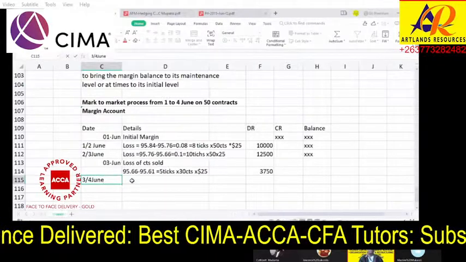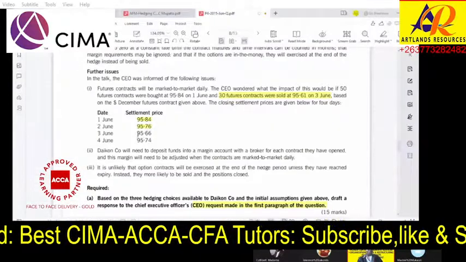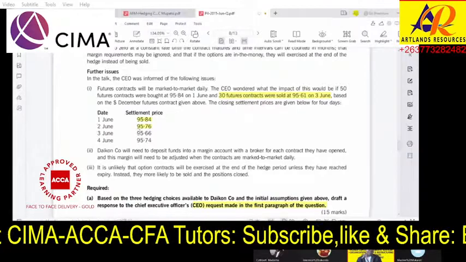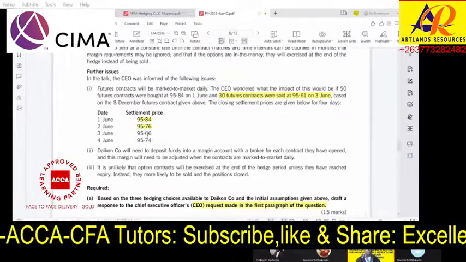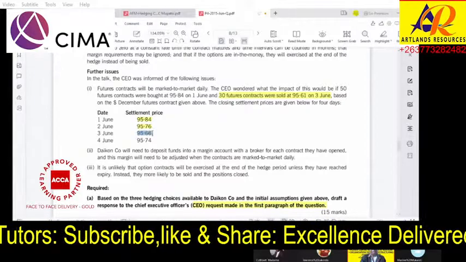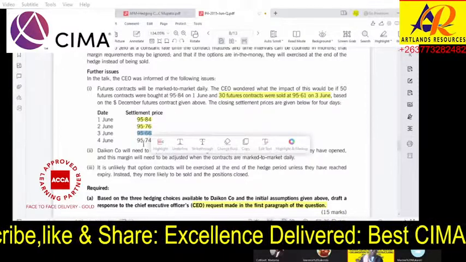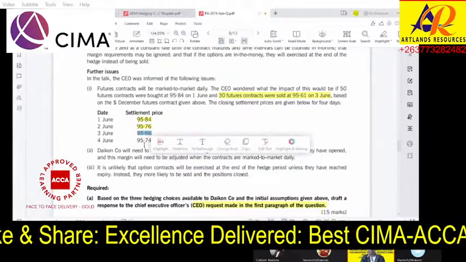And now let us have the information on 3/4 June. Now 3/4 June, the situation is like this. You bought in the morning, meaning remember the closing price for 3 June is the opening price on 4 June. So you bought at 95.66 and then you close by selling at 95.74. So there's a profit now.